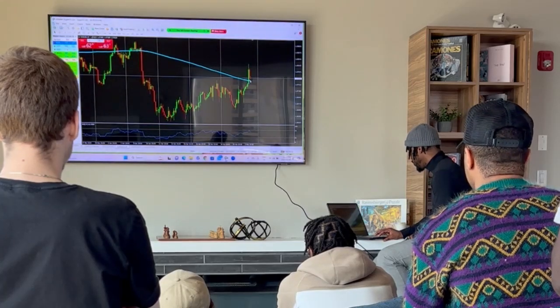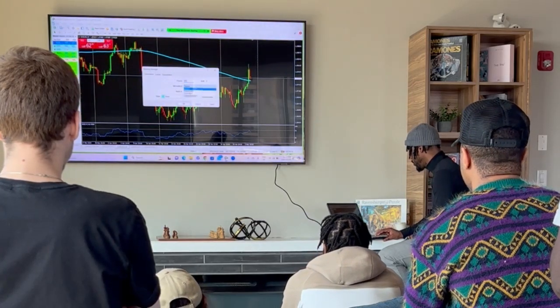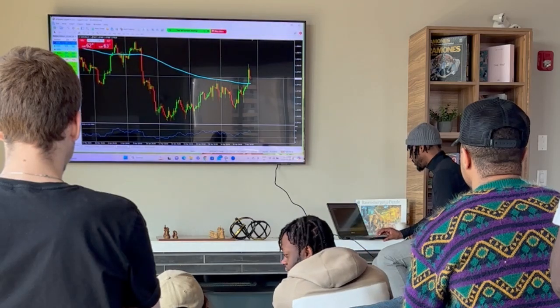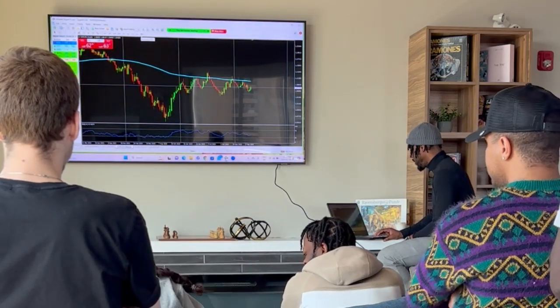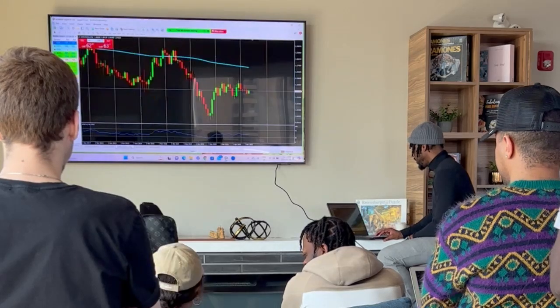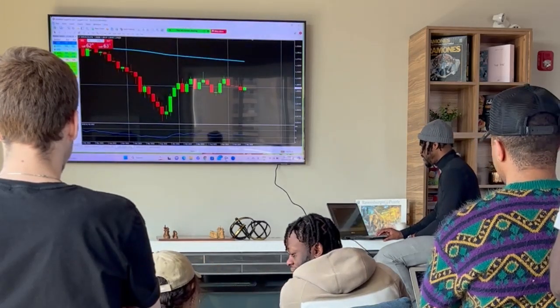Let me make sure the moving average is right. This is where we at. Yeah, EU is definitely getting a lot of momentum. So this is the EU, right? I'm just going to do the same thing again, right?